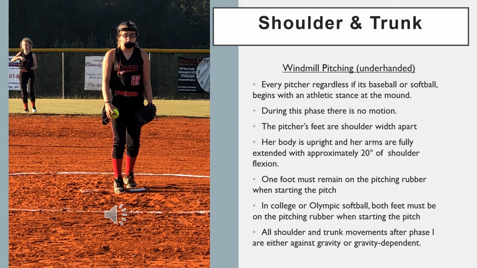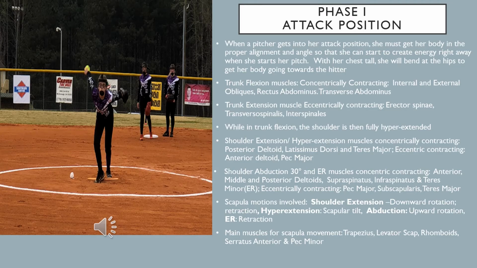All shoulder and trunk movements after phase 1 are either against gravity or gravity dependent. Trunk flexion muscles, concentrically contracting: internal and external obliques, rectus abdominis, transverse abdominis. Trunk extension muscles, eccentrically contracting: erector spinae, transversospinalis, interspinales. While in trunk flexion, the shoulder is then fully hyperextended.